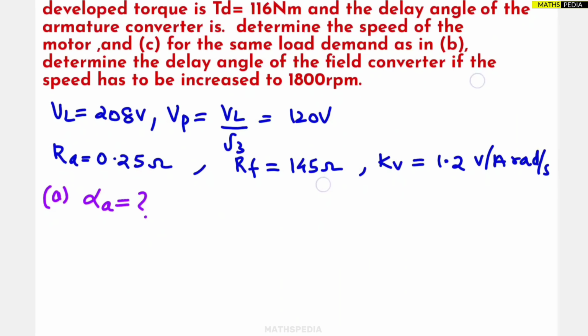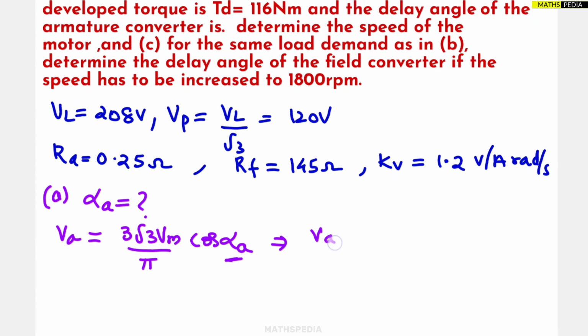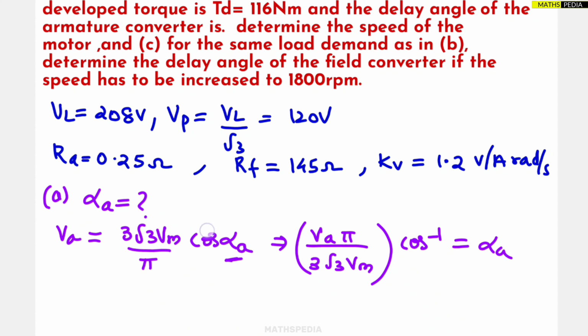In order to find out alpha A, always remember we have to go for the three-phase full converter. We have two formulas, VA and VF. VA is related to alpha A, the delay angle. So VA is equal to 3 root 3 Vm by pi into cos alpha A. Here I need to find out alpha A, so I have to shift everything to the other side. So it will be VA into pi divided by 3 root 3 Vm, and if I take cos inverse, then I will get alpha A. Simple. I have just shifted everything, that's it.